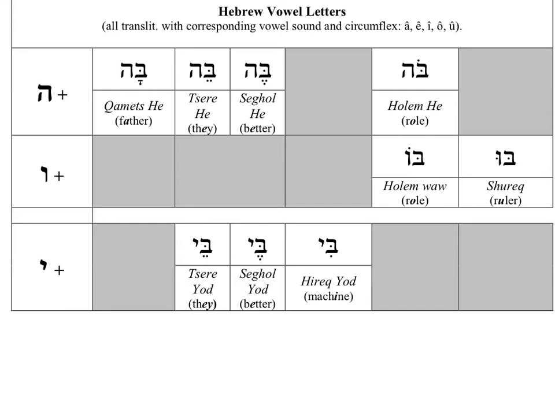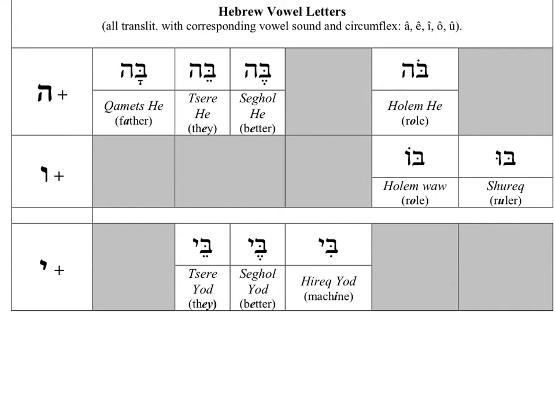So here we can see we have a kametz Hey. You have a Hey plus a kametz, and that simply gives us that long A sound, father, or in this case, ba. Those two characters, the consonant and the vowel, are working together.